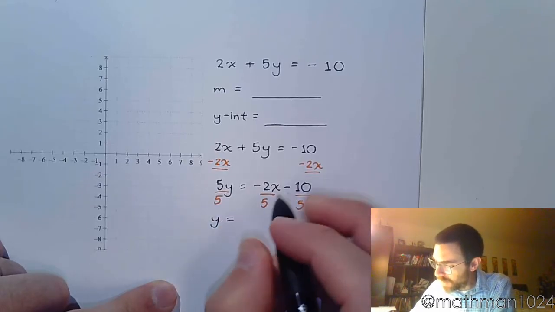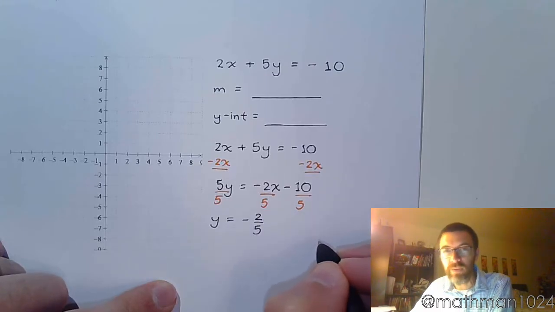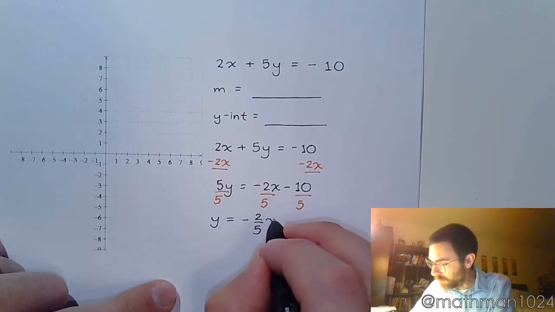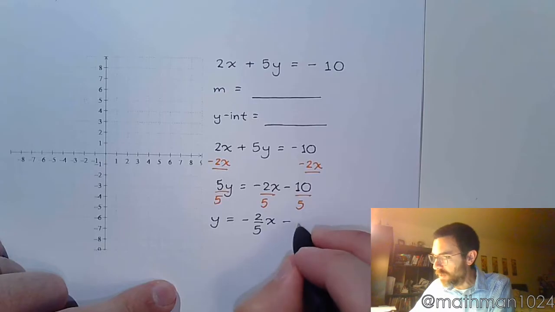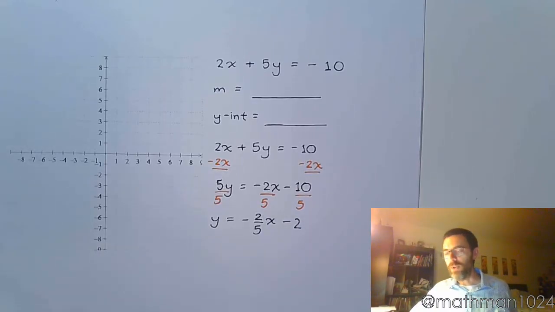So now we have y is equal to negative 2 over 5 x, and then 10 over 5 is 2. Well, 2 over 5 doesn't reduce, so it stays that way. So we see how this is in slope-intercept form.